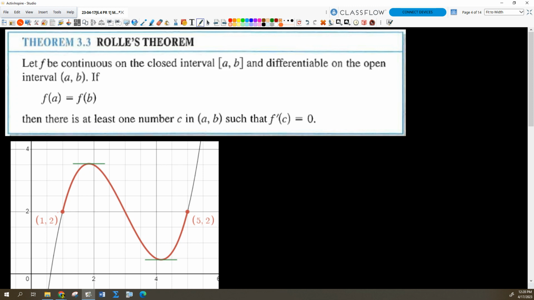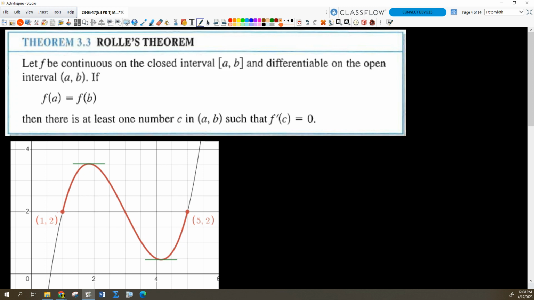Does it mean that the instantaneous rate of change is 0 the whole time? No, not at all. The thing might increase and decrease and do all kinds of things. But there has to be at least one place in there where the instantaneous rate of change, the value of the derivative, is equal to the average rate of change, which is 0 in this case, because the starting and ending values of the function are equal. Does that make sense?